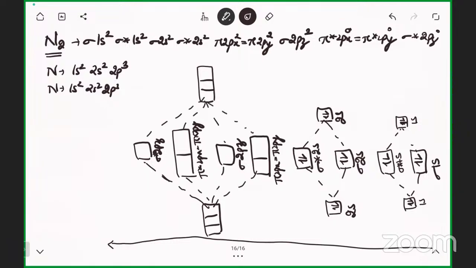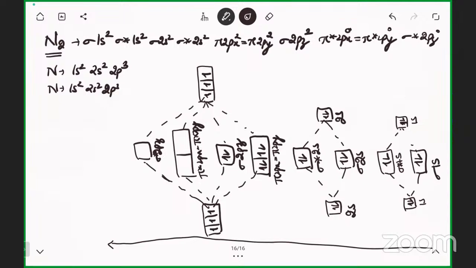And now let's start filling. In p orbital, we have 3 electrons. I'll fill 3 electrons in each nitrogen atom. Now in the mid, pi 2px and pi 2py, we have 2 electrons. Then sigma 2pz, we have 2 electrons. Then pi star 2px equals to pi star 2py is empty. Then sigma star 2pz is again empty.